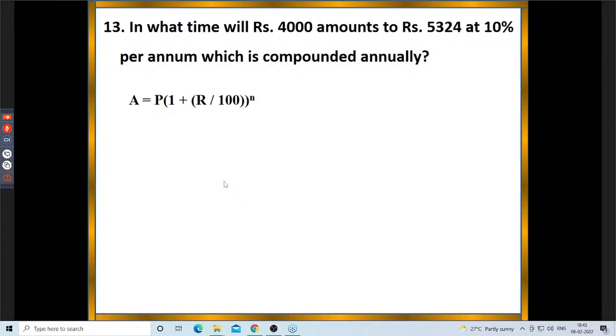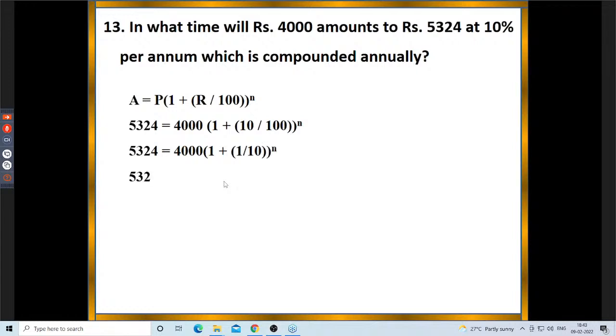So 5324 is equal to 4,000 into (1 plus 10 by 100) whole power n, as the R value is given directly as 10%. Don't worry about the calculation. 5324 by 4000 is equal to 1 plus 1 by 10. 10 by 100 means 1 by 10. 1 plus 1 by 10 is nothing but 11 by 10.